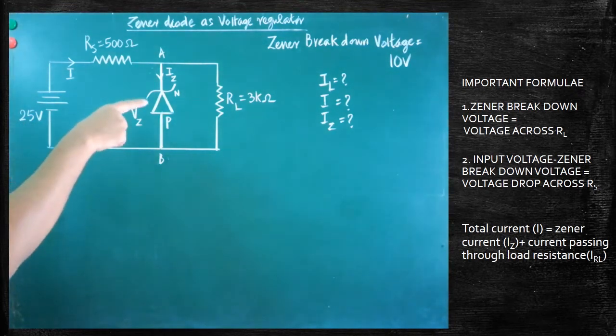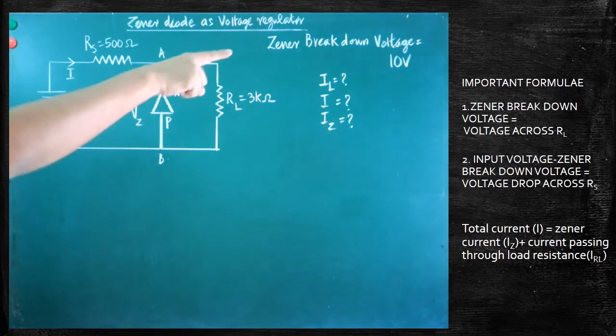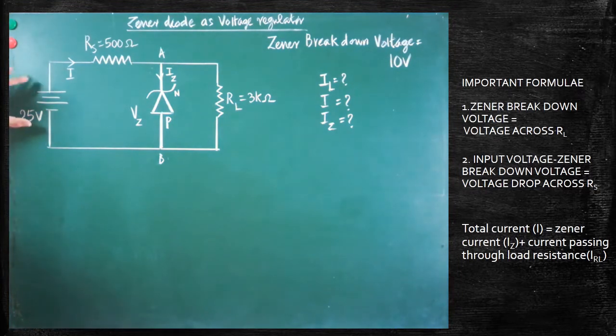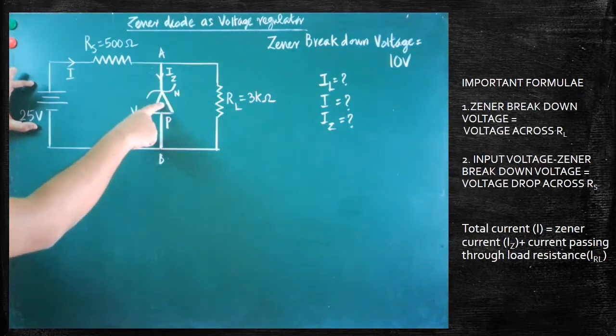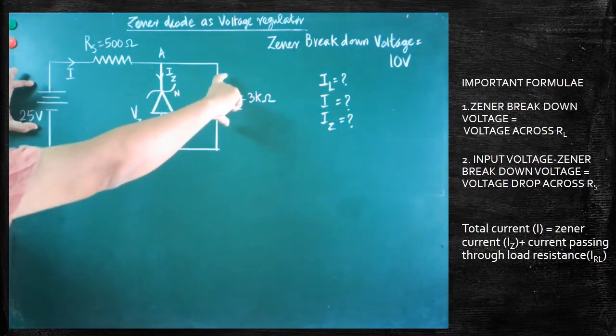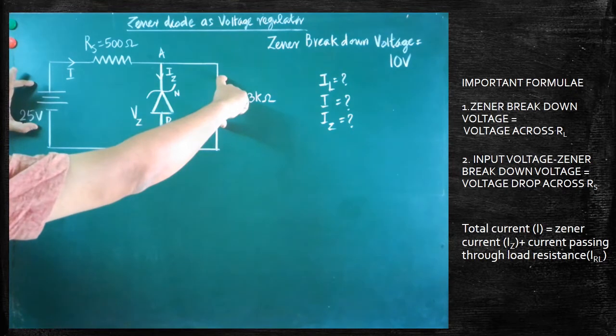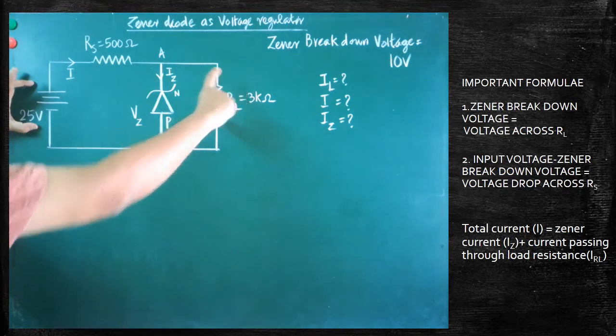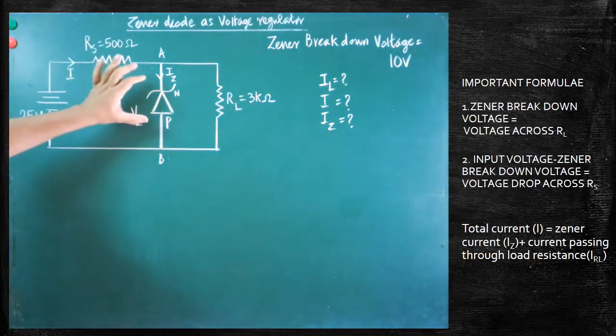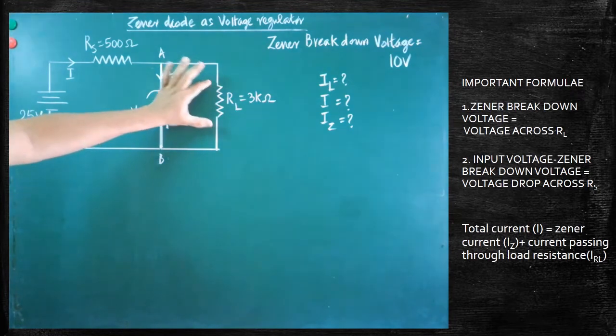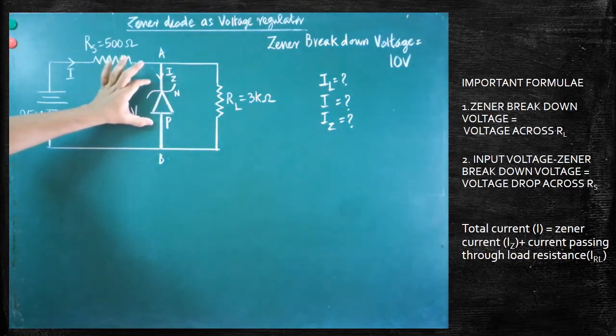Here, in this particular problem, the Zener breakdown voltage is given. How much? 10 volt. But how much are you supplying at the input? 25 volt is given as the input voltage. The Zener breakdown voltage is 10 volt. Therefore, in the output also, you will get the same voltage, 10 volt. That you should know. So the output voltage is equivalent to the Zener breakdown voltage.